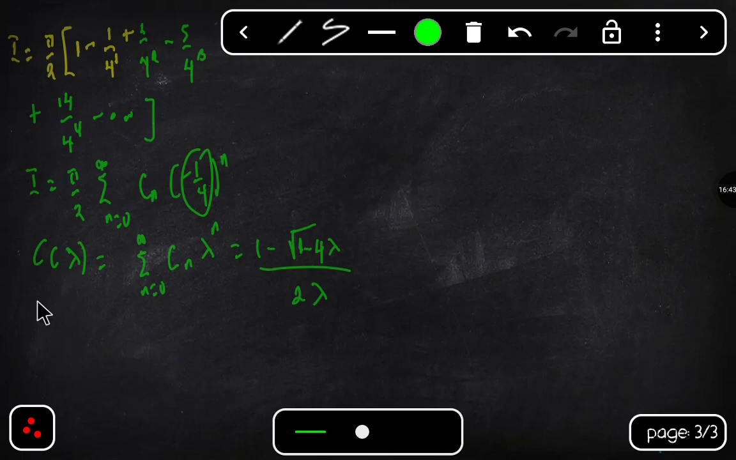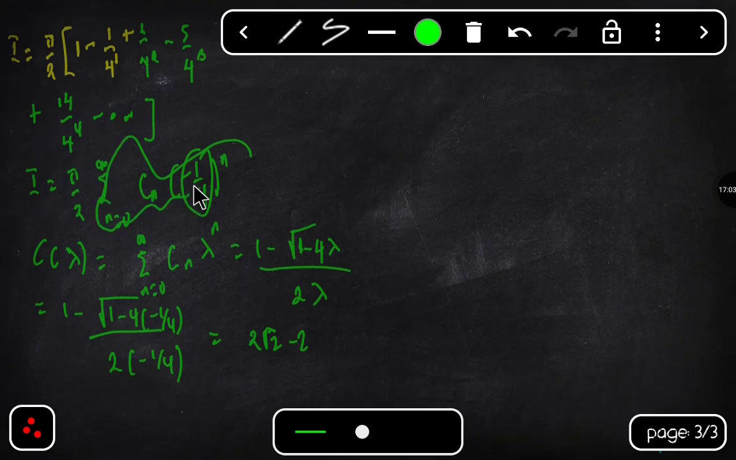So then we can now say this is equal to 1 minus square root of 1 minus 4 into bracket negative 1 over 4, then over 2 into bracket negative 1 over 4. And this will surely give us 2 square root of 2 minus 2. Okay, so that shows that this sum right here is 2 root 2 minus 2. Then we have I is equal to pi over 2, then into bracket 2 root 2 minus 2. So if you factor out 2, you're going to have pi into bracket root 2 minus 1. And that is the answer to that beautiful integral.